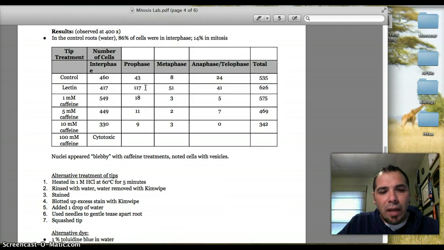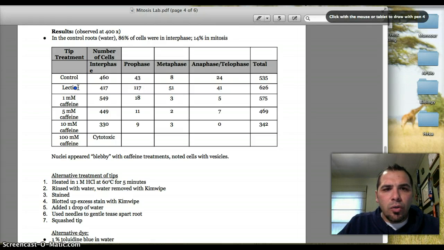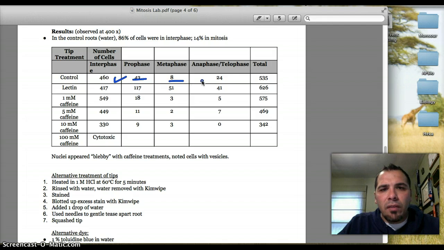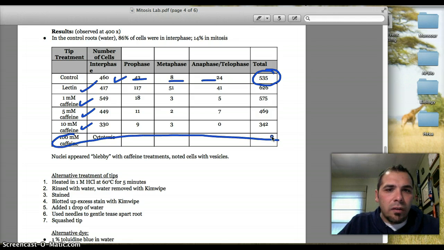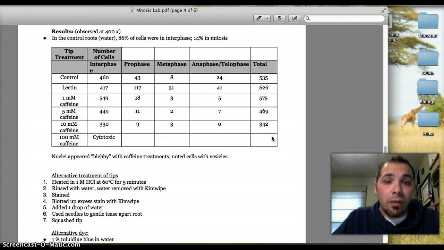Again, I've tried this lab in the past. It does not go over well. Here's your control. At interphase, there was 460, prophase, metaphase, anaphase. So here's your total number. There's the lectin, caffeine, 5, the different concentrations, 10. At the 100, it was cytotoxic. Nothing occurred. So the cells died.